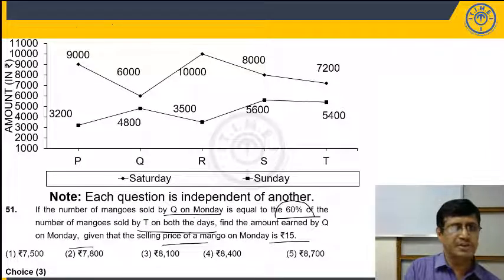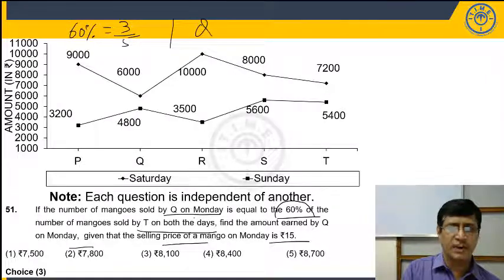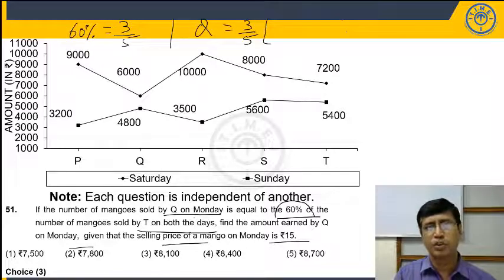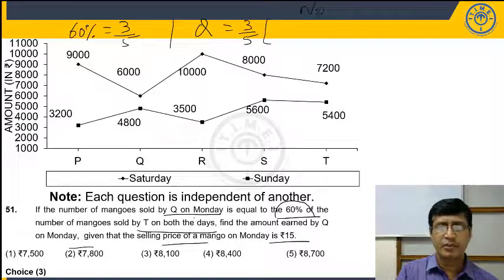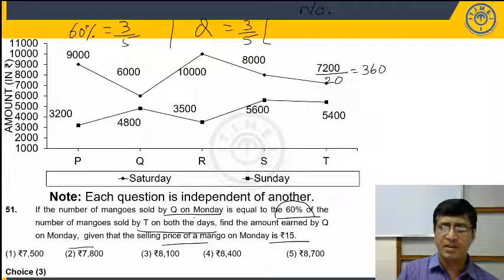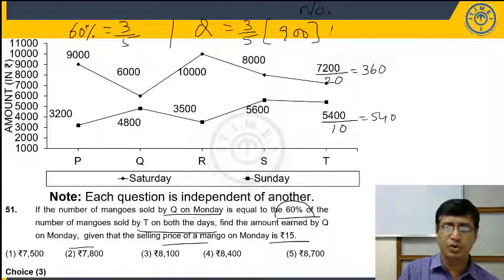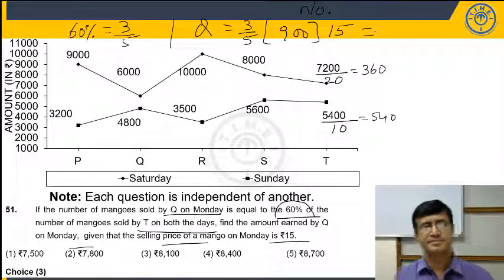So 60% means 60 by 100, which is equal to 3 by 5. So on Monday the value of Q is equal to 3 by 5 of the number of mangoes sold by T. The number of mangoes sold by T means 7200 by 20, which is 360, and 5400 by 10, it is 540. The sum of these two is equal to 900. Each mango costs 15 rupees.